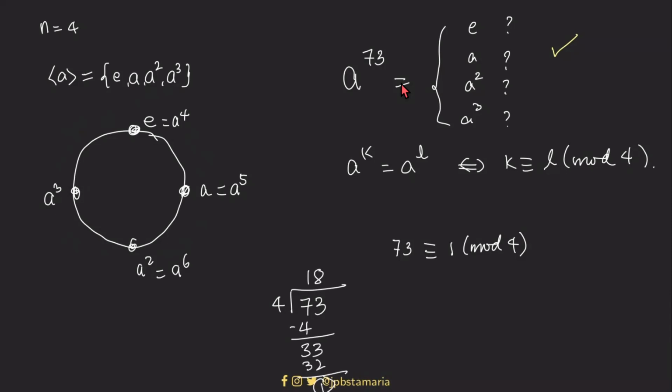Remainder 1. Kaya 73 is congruent to 1 modulo 4. Kaya I know that A to the 73 is A to the 1, or A.